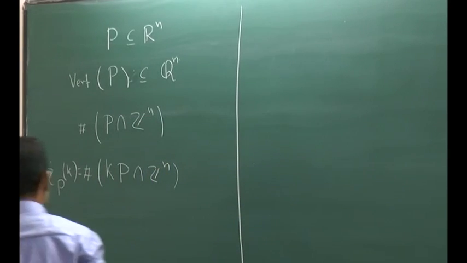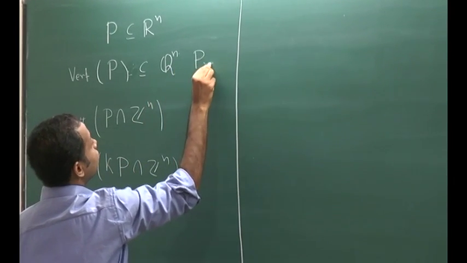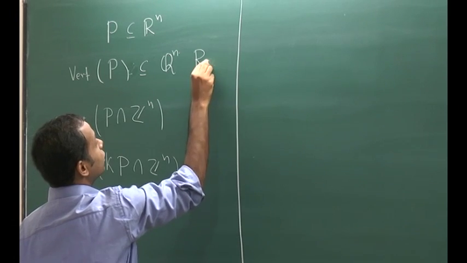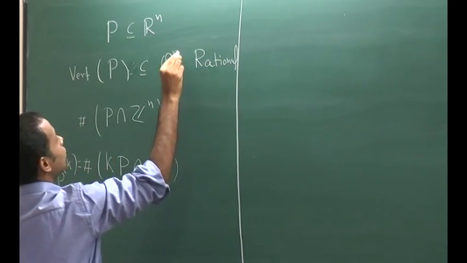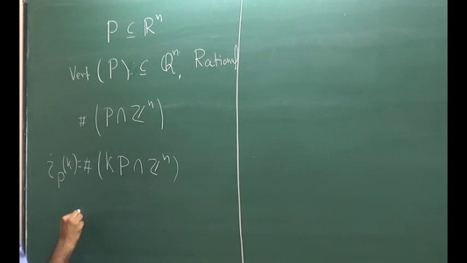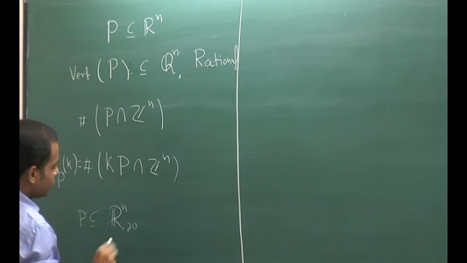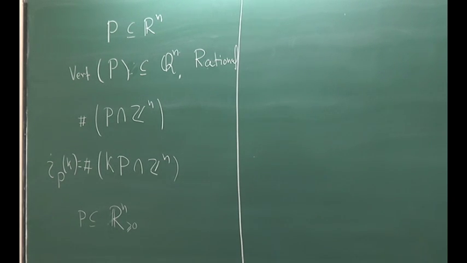So here, what are the conventions? P is a rational polytope. And without loss of generality, we can assume that P is contained in the first quadrant. Because if not, if we shift by an integral coordinate, it doesn't affect the number of lattice points. We can find a suitable shift that doesn't affect this number of lattice points, this function IP of K. So this is a safe assumption.